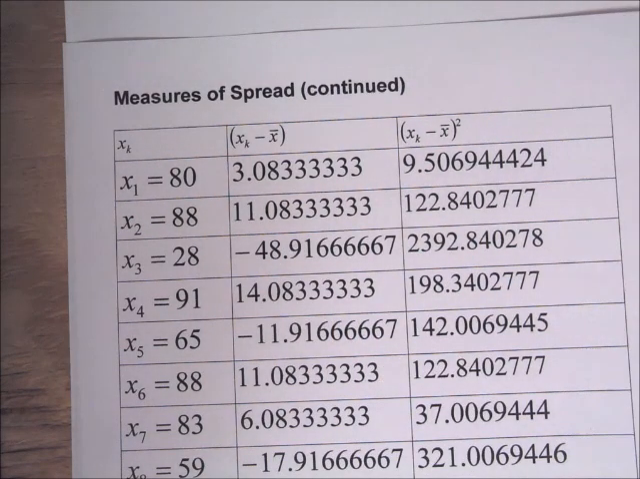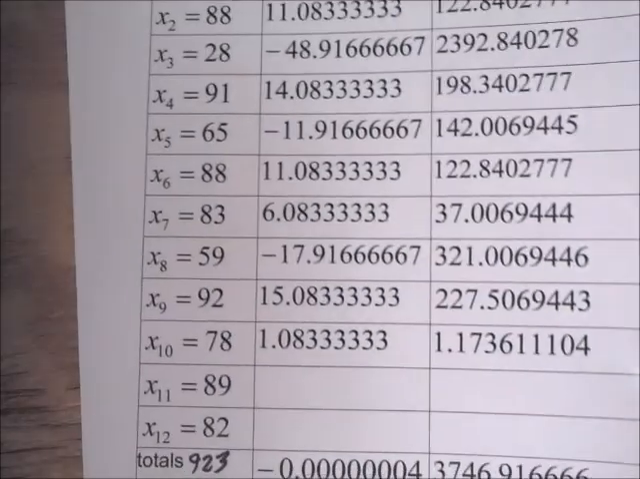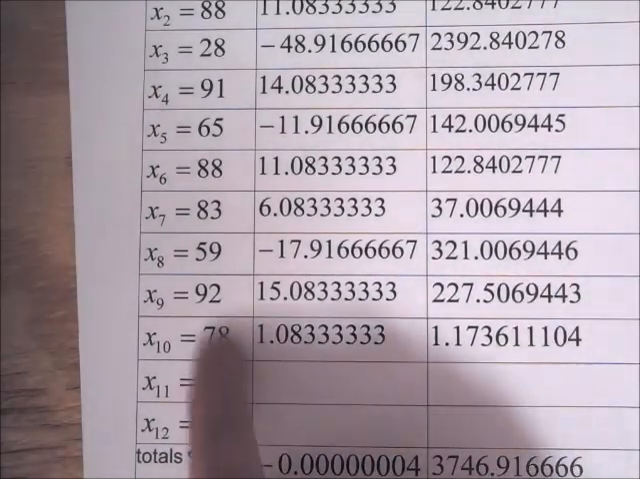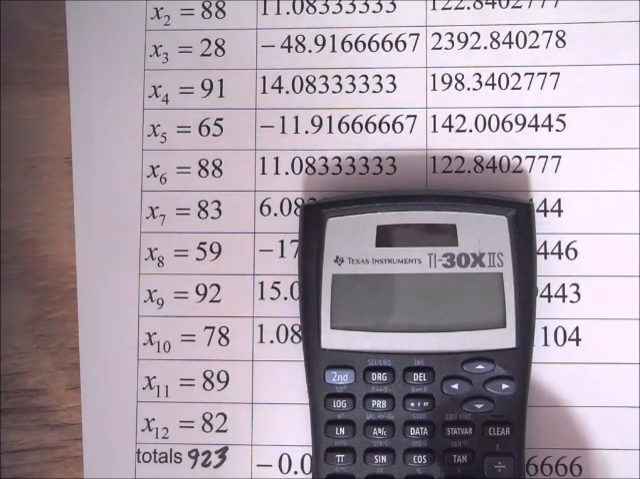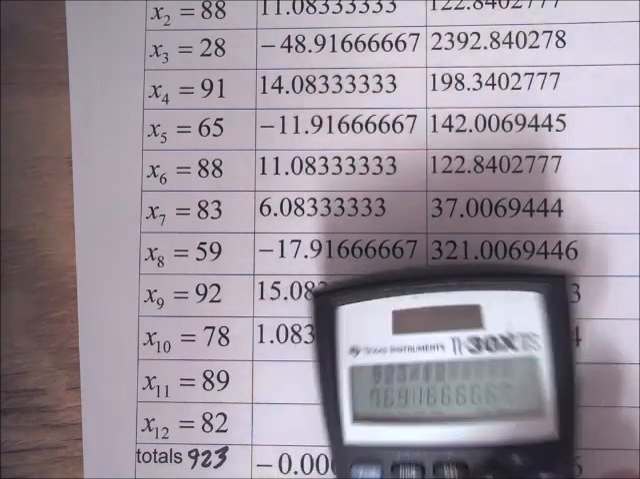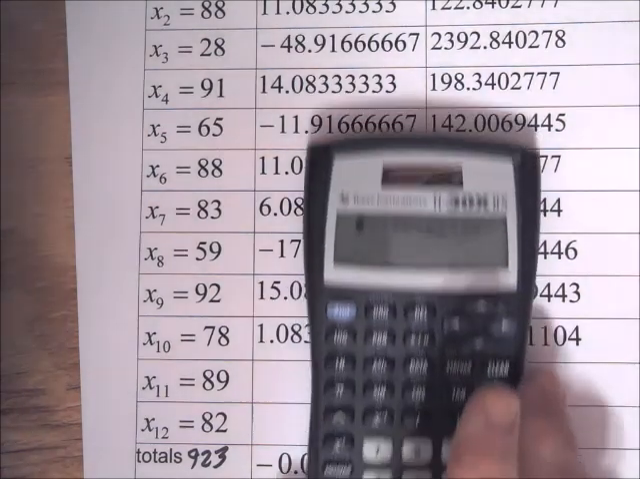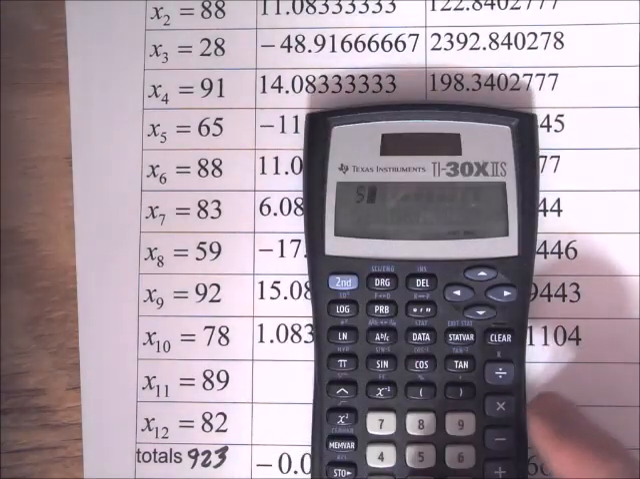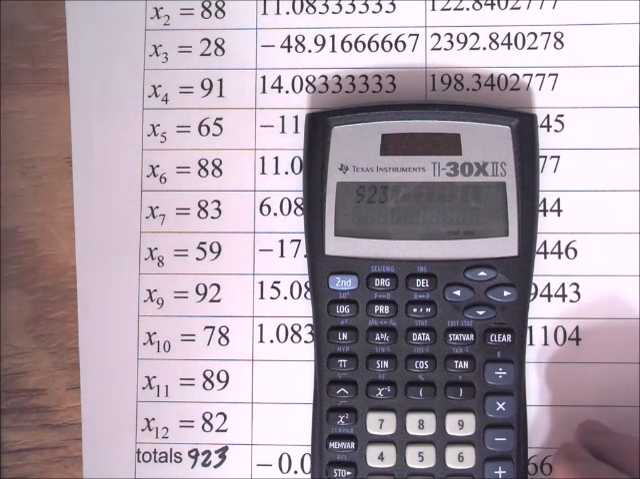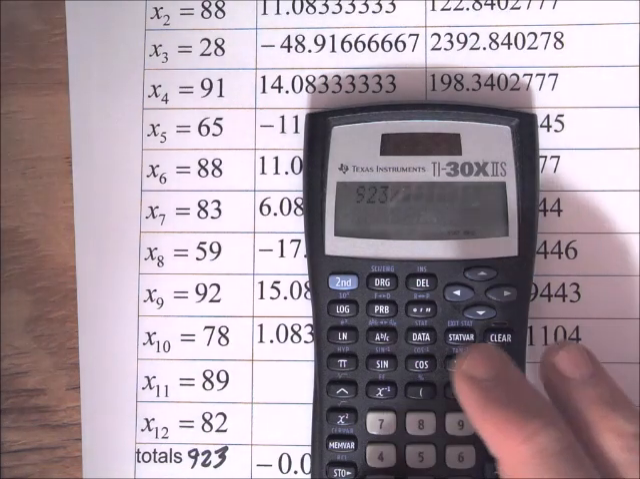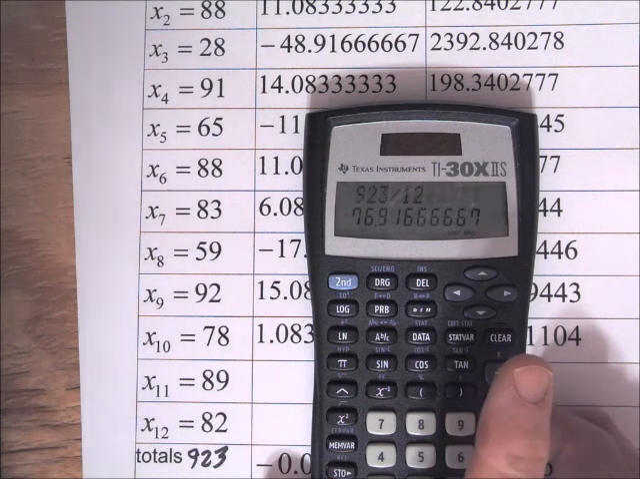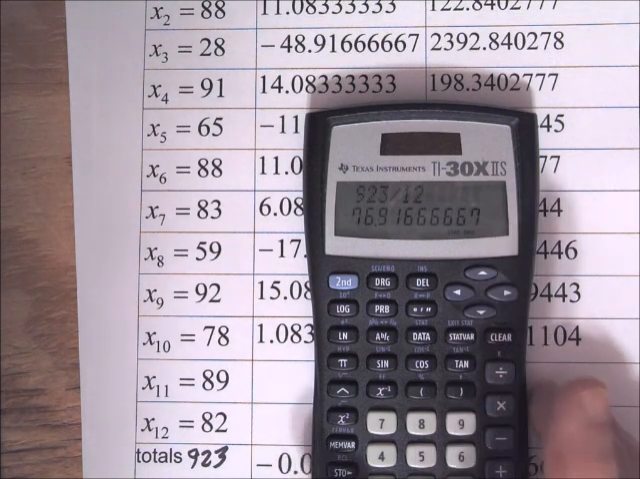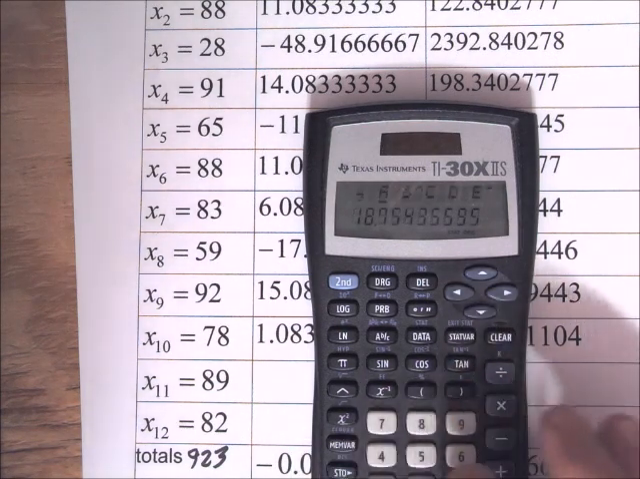And I did the first 10 rows here. Before, we found that the total was 923, and we actually used that to get the mean. So first of all, 923 is the total for the exam score column, and we divide that by 12 scores, and we get a mean of 76.916 and repeating sixes. So I'm going to store that in my memory.